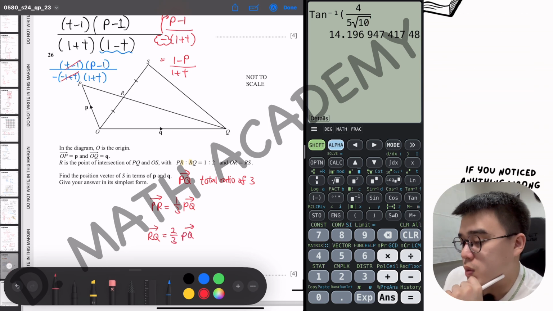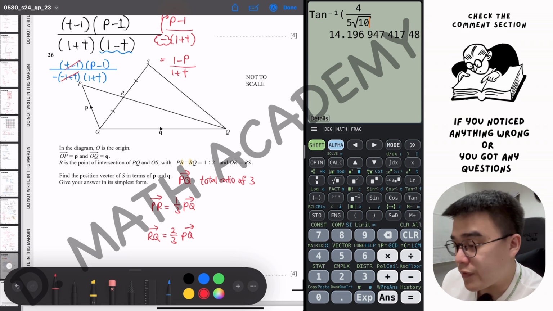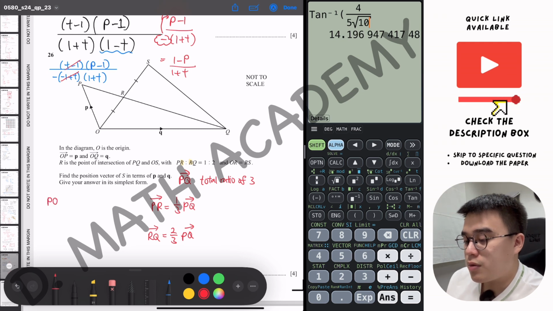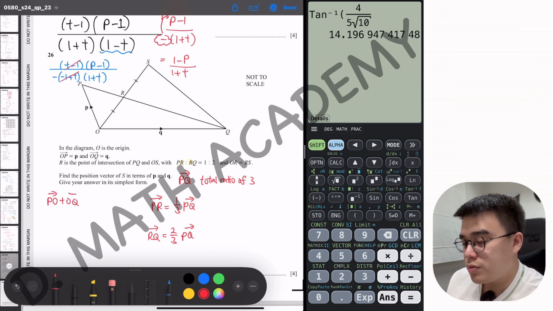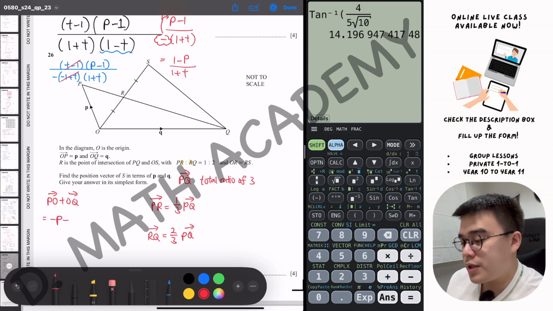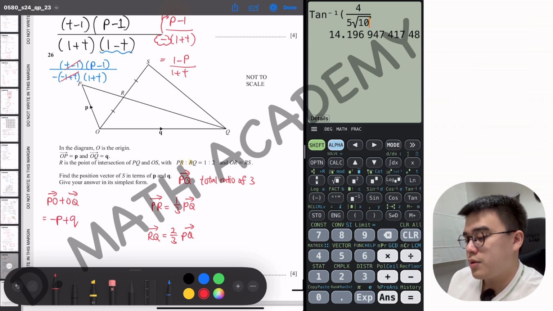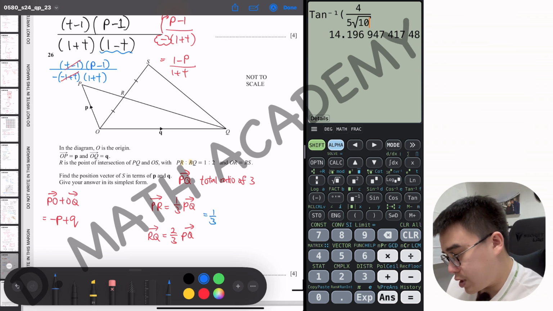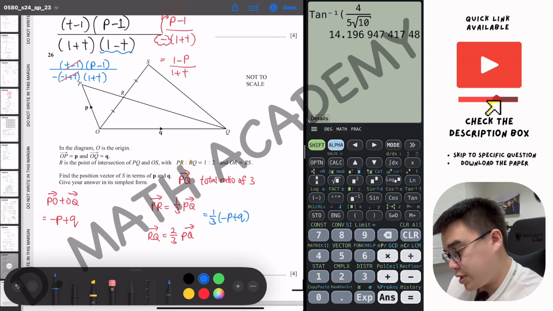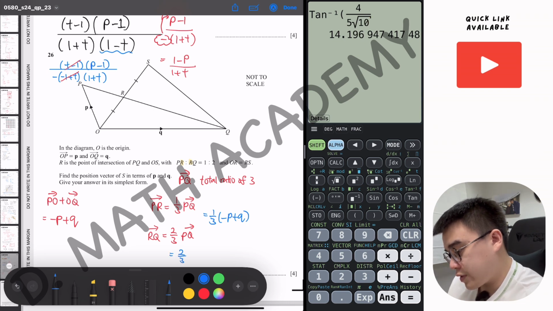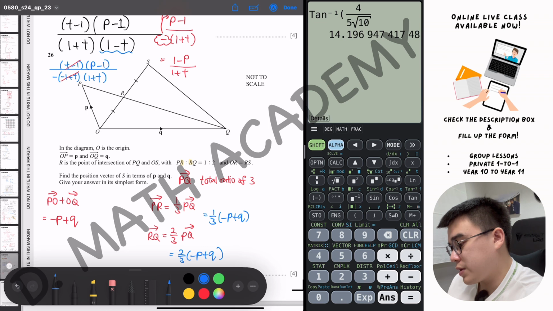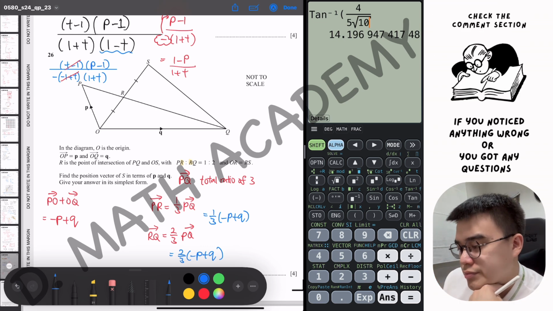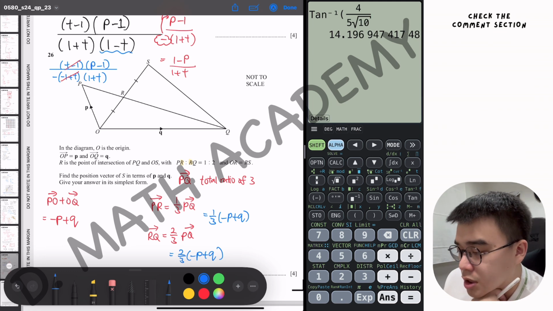Okay, so with the limited info given, I should be able to find PQ first by having PO plus OQ, making it a negative P plus Q. Okay, so far so good. And when we combine it up, you get 1/3 negative P plus Q. This is 2/3 negative P plus Q. Okay, so at the moment, doesn't quite matter much.